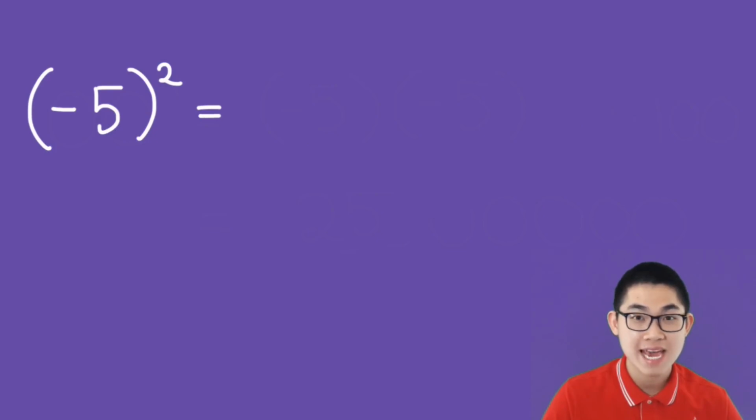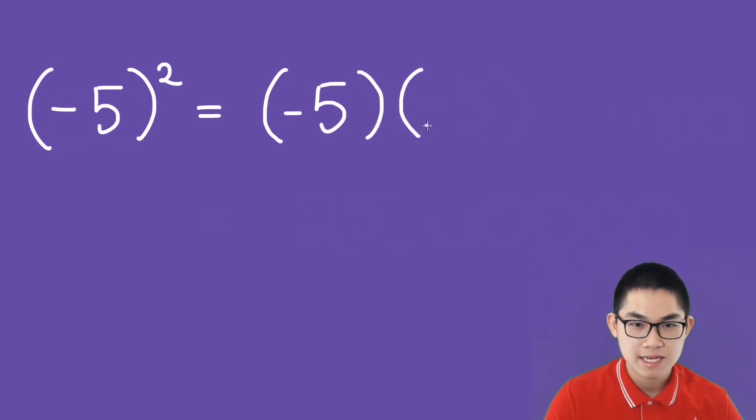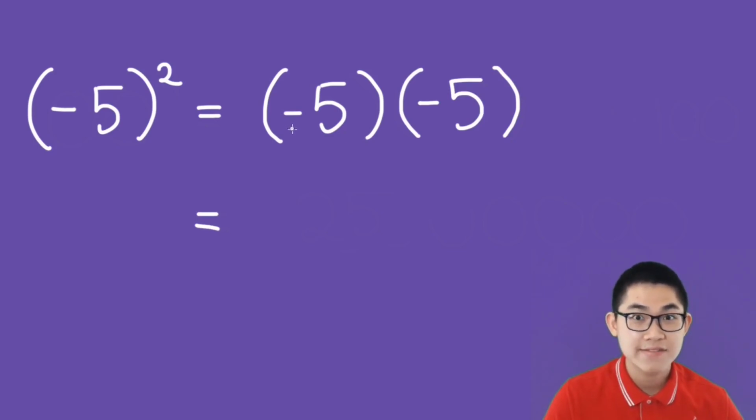What if you have a negative sign? Here we have negative 5 in brackets to the power of 2. That's simply going to be negative 5 times negative 5. There are an even number of negative signs, so the answer will be positive, and 5 times 5 gives you 25.